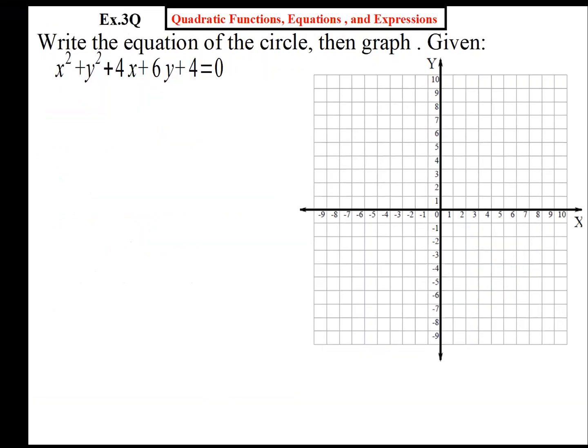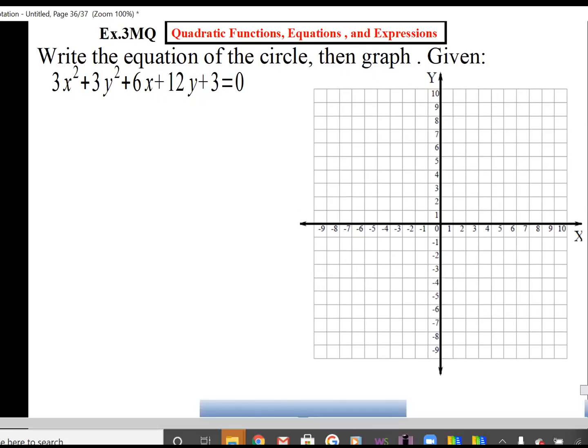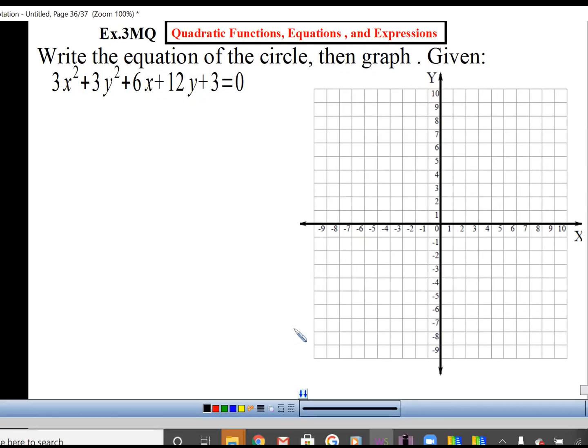Let's do this one. Example 3. Copy this. 3x squared plus 3y squared plus 6x plus 12y plus 3 equal to 0. All right. So what process are we using? Completing the square. What is the first step? Standard form. Is it in standard form? Degree of 2, degree of 2, degree of 1, 1, 0, 0. Yes. Next step, divide by the leading coefficient.